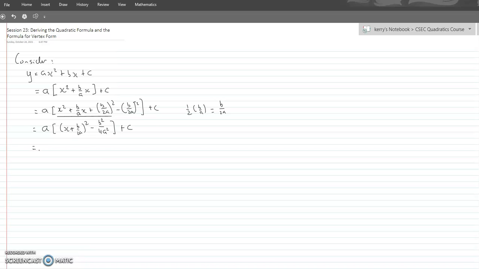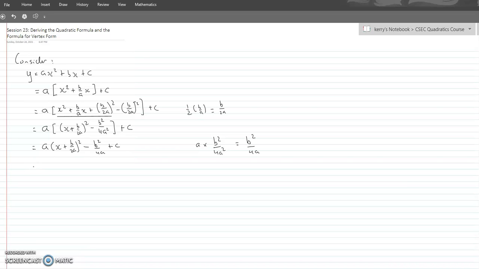Now I promise you there is a reason for doing this. Remember, you multiply a by the brackets now, to give you a by the square of the contents of the brackets, minus a by b squared over 4a squared. Let me write that here: a by b squared over 4a squared. This a cancels off with one of these a's to give me b squared over 4a. If you're not sure how, message me in the comments and I'll help you out with that. So b squared over 4a plus c.